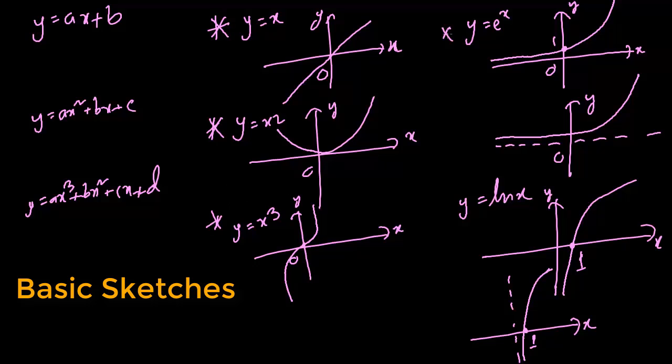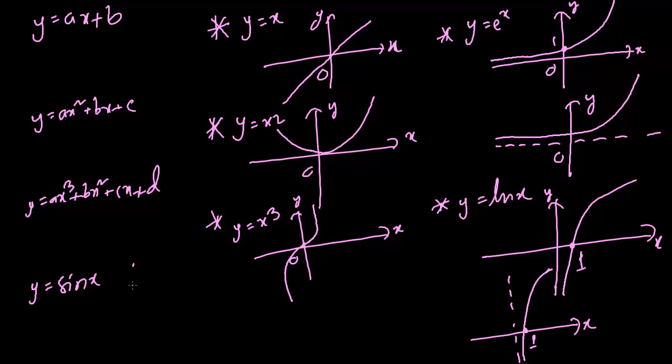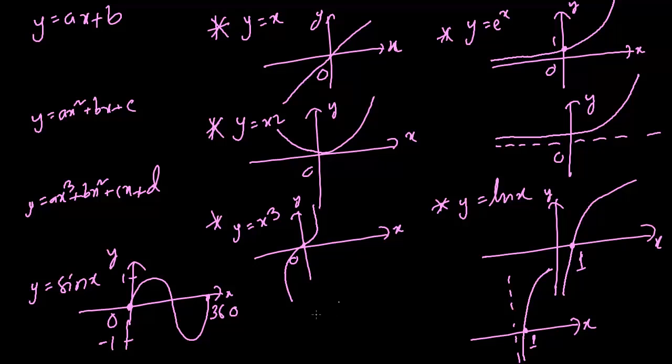So these are specific pictures worth remembering. So far we have 5 pictures; let me show you 2 more. y equals sine x is another specific picture, trigonometry. And this is what it looks like, x-axis, y-axis starting from 0. The picture is usually from 0 to 360 degrees. The highest point is 1 and the lowest point is minus 1. Just memorize this picture.